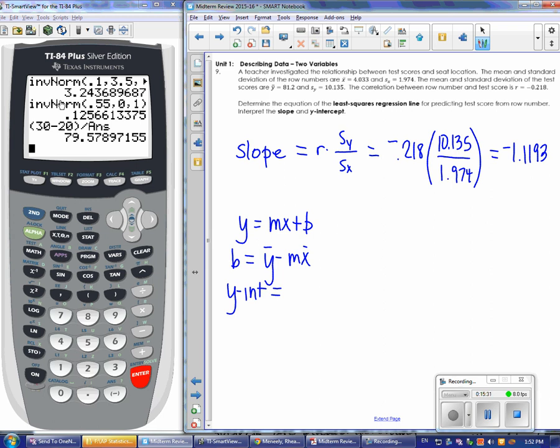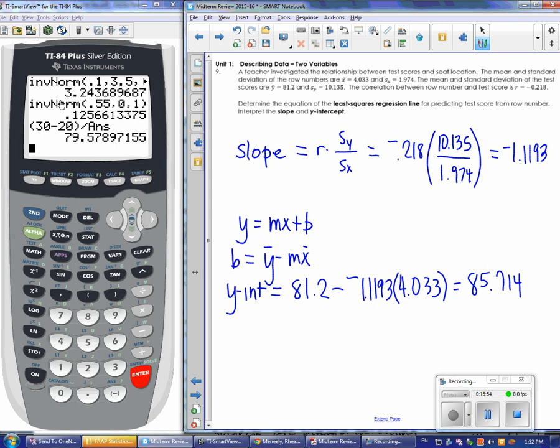So I know the mean of y is 81.2. I'm going to subtract my slope, which happens to be negative, so don't get scared that you have a double negative. And then I'm going to multiply by the mean of x, which is 4.033. And when I do that, I get a y-intercept of 85.714.